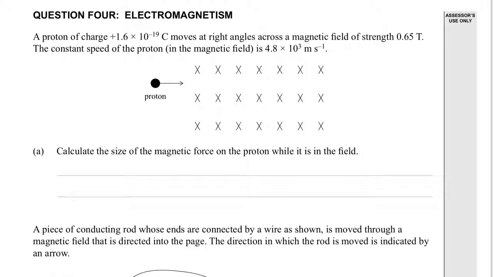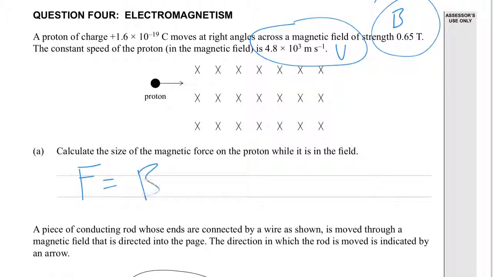Question 4 for the 2014 Level 2 electricity. A proton moving at right angles across a magnetic field, strength 0.65 Teslas. That's our B. And the constant speed of the proton is V, 4.8 times 10 to the 3 meters per second. That's 4.8 kilometers per second, if you want to put it that way. Pretty fast. Calculate the size of the magnetic force on the proton while it's in the field.